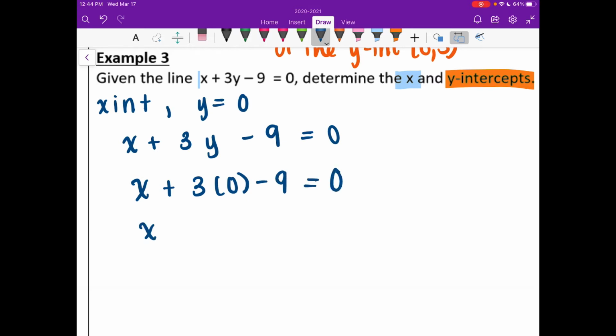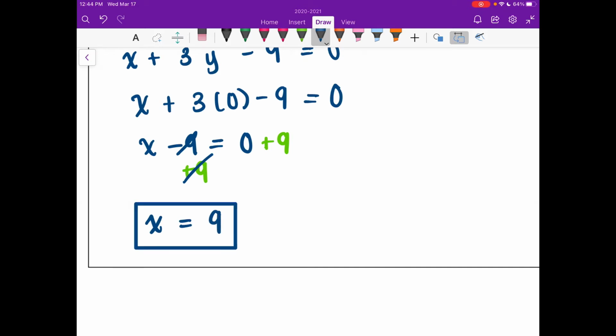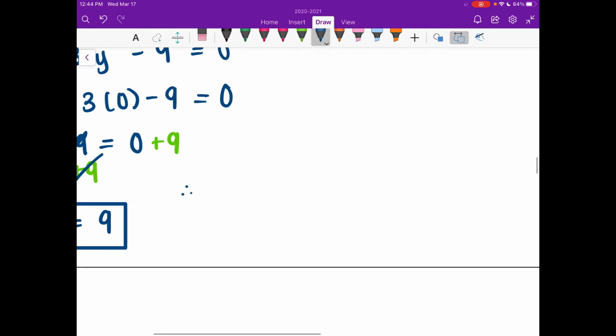3 times 0 is just 0. Minus 9 equals 0. X minus 9, right? If I want to get the x by itself, I'm going to add 9 to both sides. So I'm left with x, minus 9 plus 9 will cancel, 0 plus 9 is just 9. So my x is 9. And of course, I'm not done yet. I need to make sure I write therefore my x-intercept is 9, which is the x value, and 0, which is the y value.